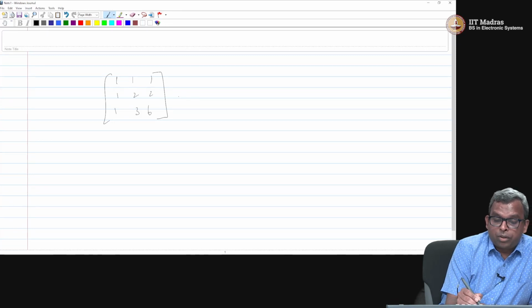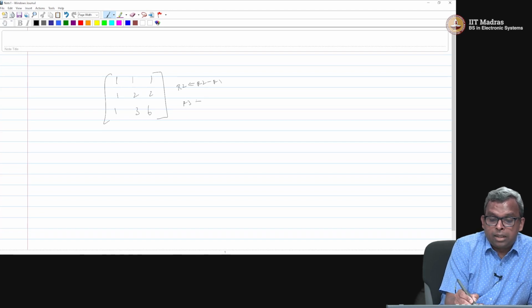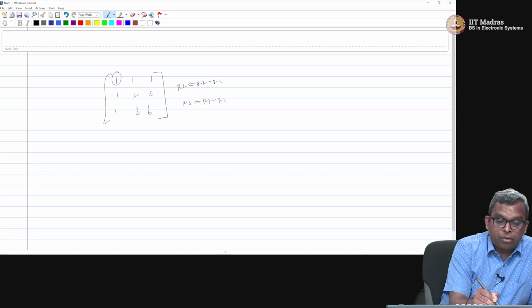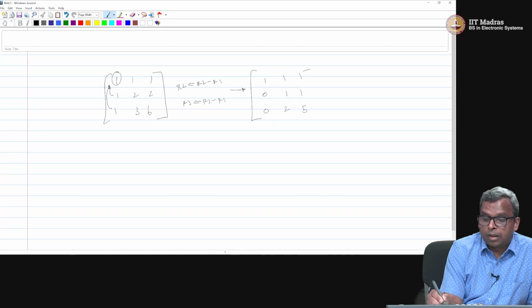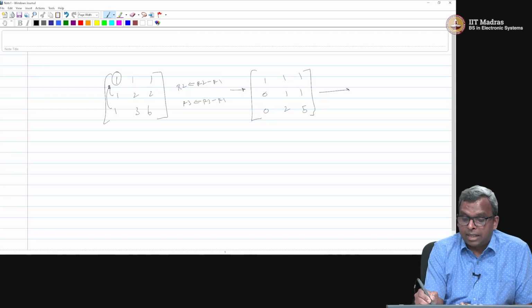Okay. So, what would be the first step in the elimination? I am going to say row 2 is row 2 minus row 1 and row 3 is row 3 minus row 1, right. So, this is my pivot. I am making everything below the pivot 0. So, I am just subtracting this out. So, the first row remains the same, the second row becomes 0 1 1, the third row becomes 0 2 5, I am sorry, right.